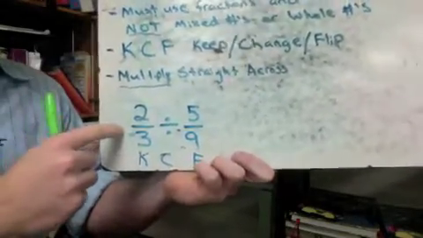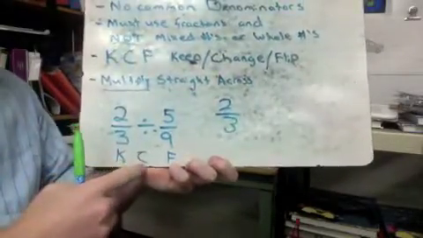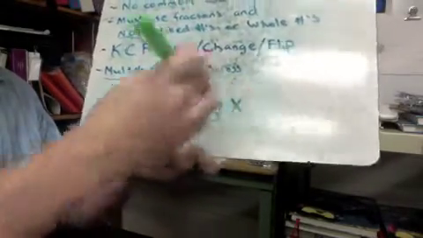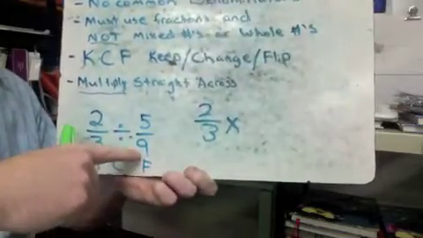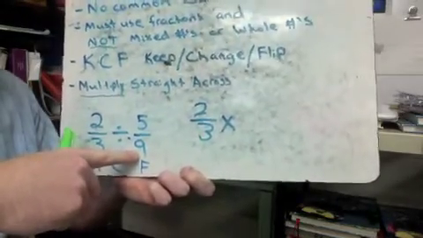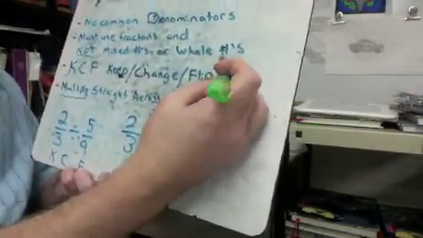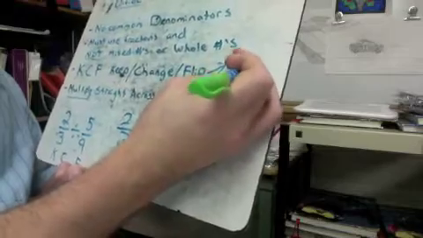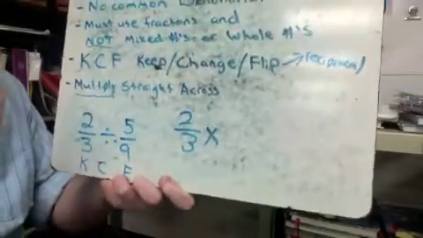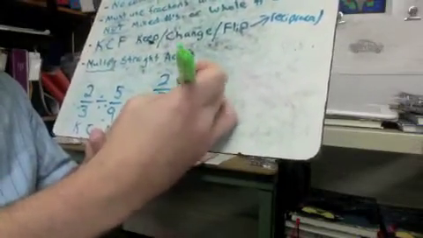This means we're going to keep the first fraction as 2/3. So I'll just rewrite it over here. The change underneath the division means I'm going to change that to a multiplication. And then the flip means I'm going to flip this other fraction around to what we call its reciprocal. Okay, that would be a nice word to put down. Anytime you do a flip, and I can put this off to the side here, flip is called reciprocal. And that's a word you're going to see quite a bit with fractions, the reciprocal of something. Okay, so flipping that 5/9 around is going to be 9/5.